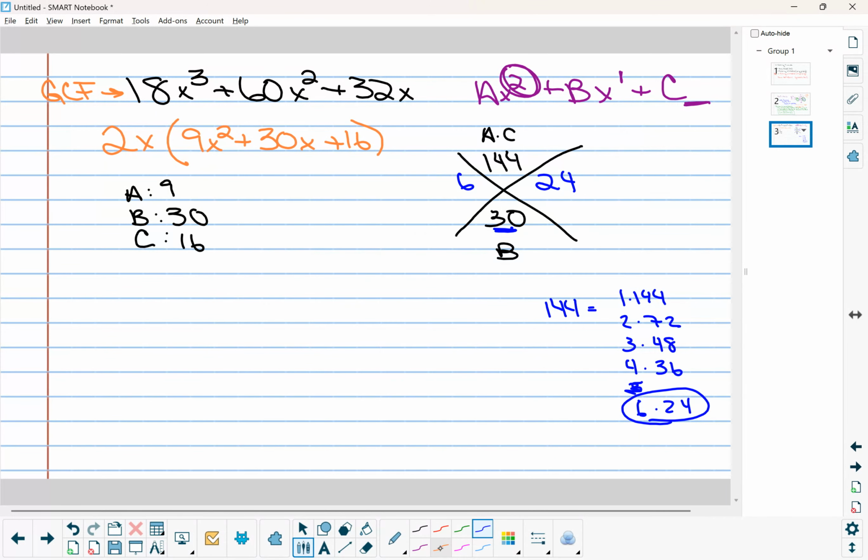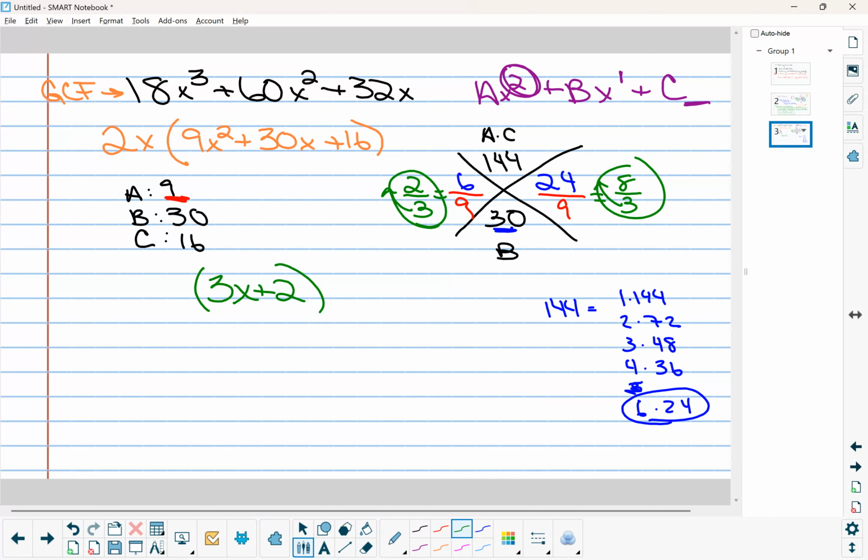Now remember, your next step is to divide by the a term. Well, a is 9, so divide by a and divide by a and reduce if possible. Well, both of these reduce. So I can divide a 3 into both of those, and I get a 2 over 3. And I can divide a 3 into both of these, and I get 8 over 3. And now my bottom comes up and gets a variable. So this is going to be 3x plus 2, and this is going to be 3x plus 8. And that is my factored form.